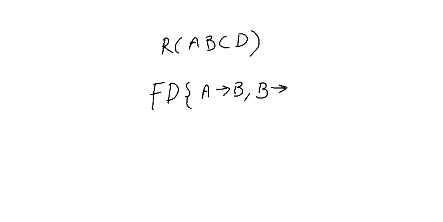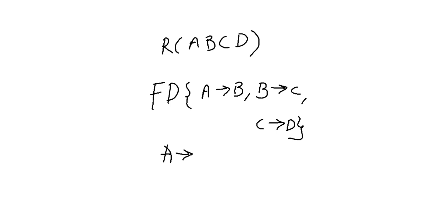B to C and C to D. So these three functional dependencies are already there, and the relation has a total of four attributes. If I want to find the candidate keys, the first thing is we have to check with A.